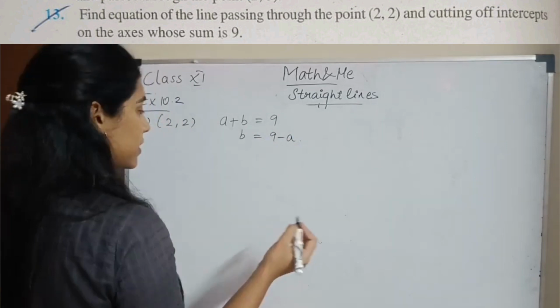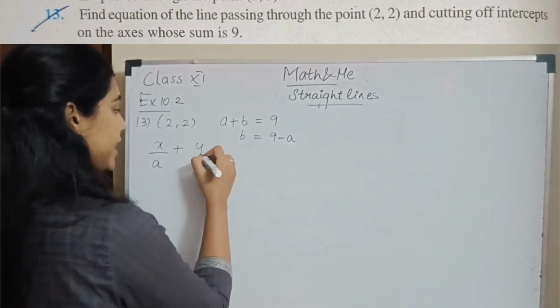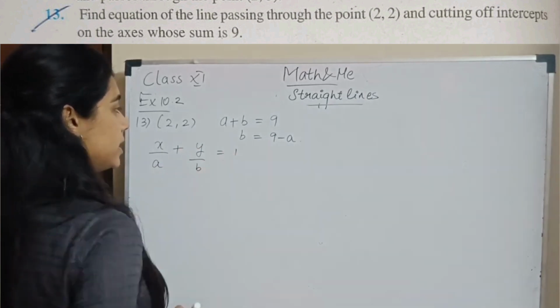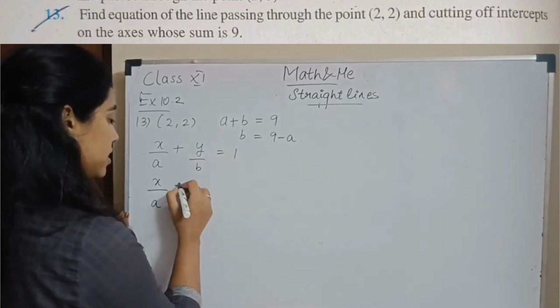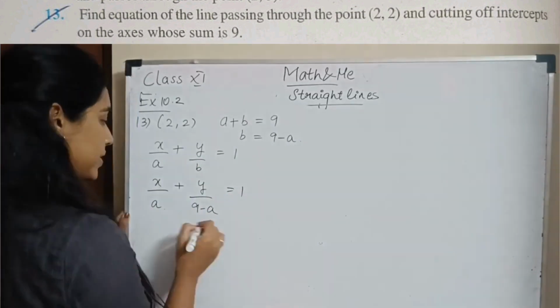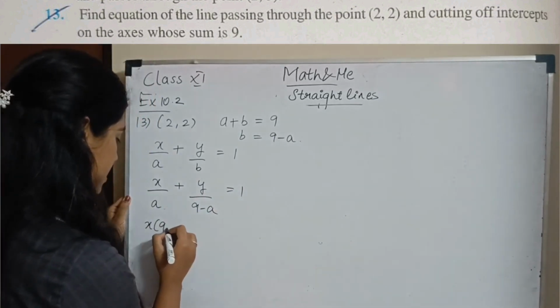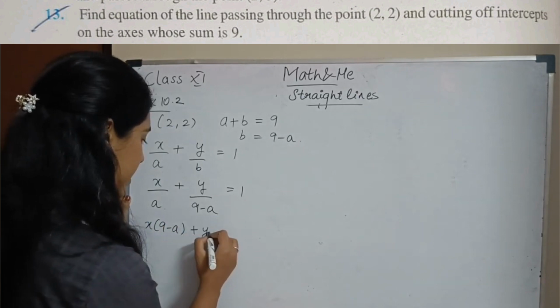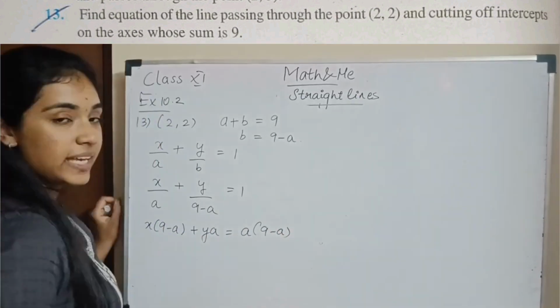So you have to substitute in the equation that you know. This is the intercept form: x by a plus y by b equals 1. x divided by a plus y divided by (9 minus a) equals 1. I am going to find the LCM. So it is x times (9 minus a) plus y times a equals a times (9 minus a). So this is the equation that you get.